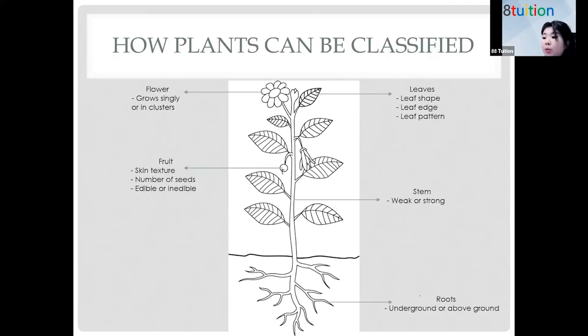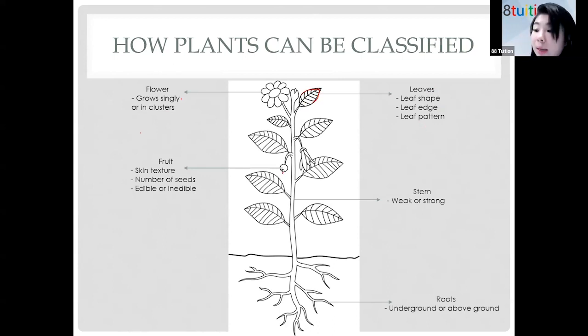So as you can see, this is how plants can be classified. Based on the flower, we can classify plants whether the flower grows singly or in clusters. When I say singly, there's only one flower on each stalk. But in clusters, there are many flowers on each stalk. We will look at examples later. For classifying plants according to their leaves, leaves can be classified according to their shape, according to their edge, which is basically the edge of the leaf, and the leaf pattern.